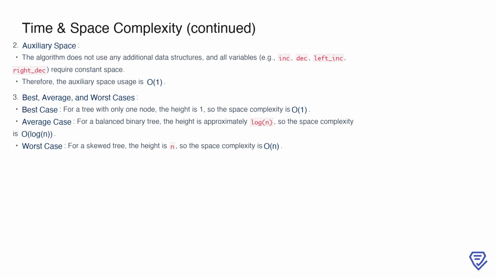Importantly, the algorithm does not use any additional data structures, and all variables used within each recursive call, such as inc, dec, and comparisons, take up constant space. Hence, the auxiliary space usage is O(1).